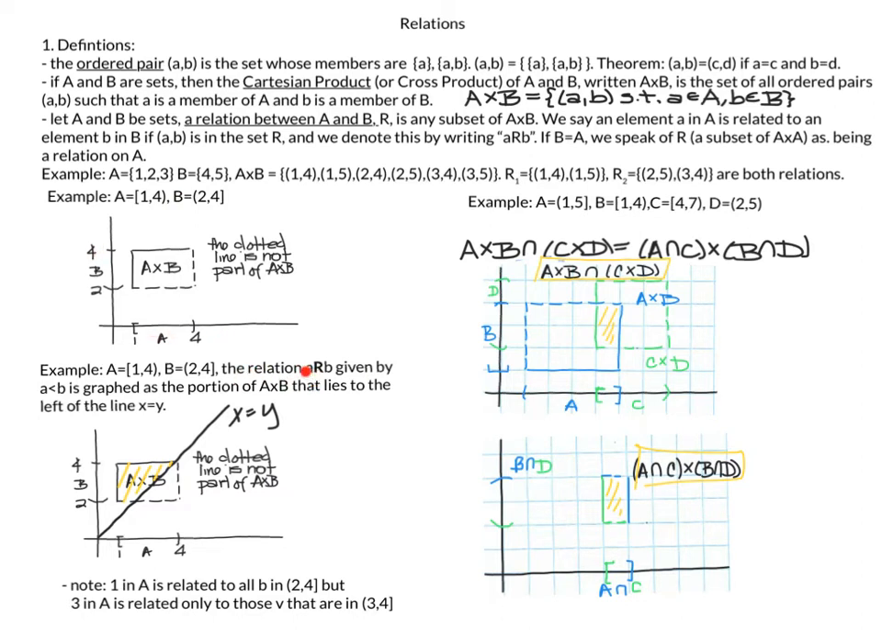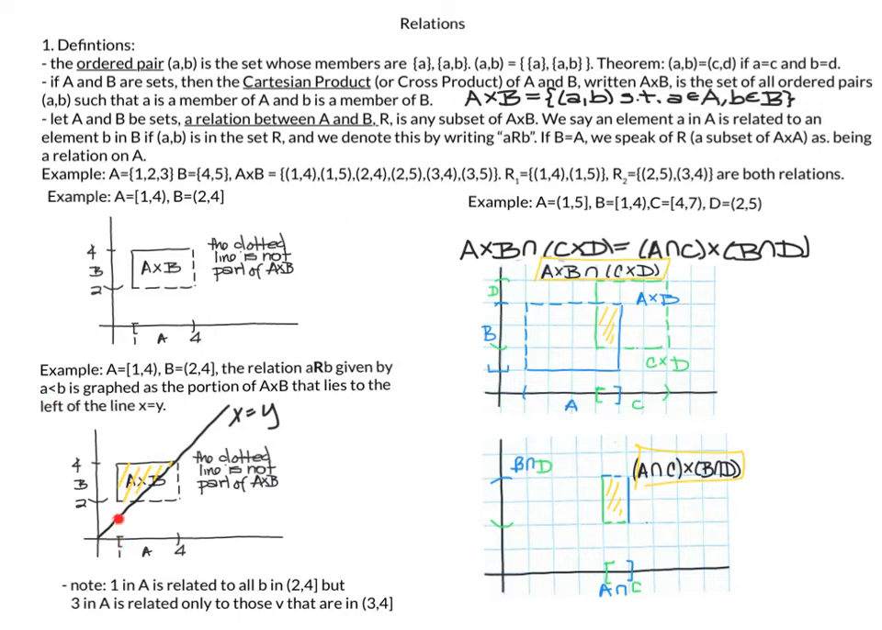And the relation A is related to B is given by A is less than B. So I start off by graphing the Cartesian product, which I just took from this graph here, but I want that A is less than B. So I took the line x equals y, or where A is equal to B, and I want everything where A is less than B. So that'll be over here, right?